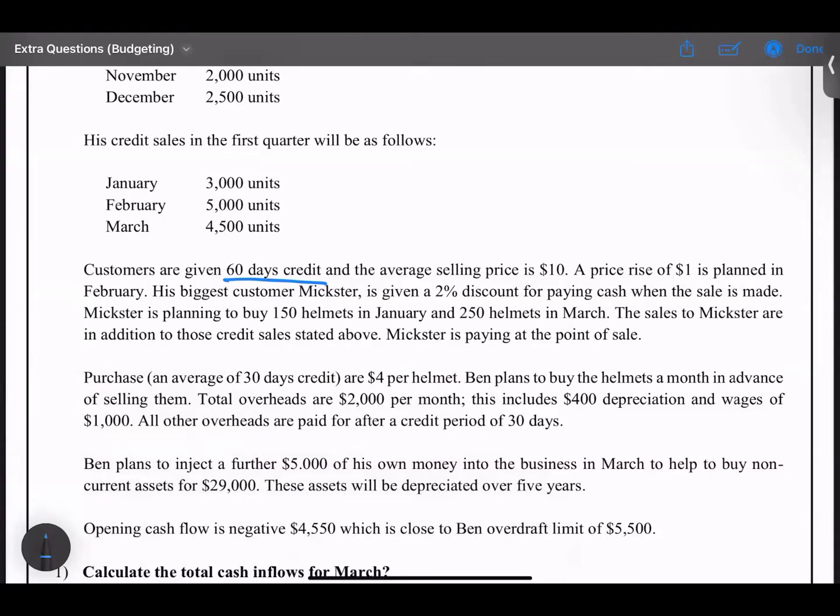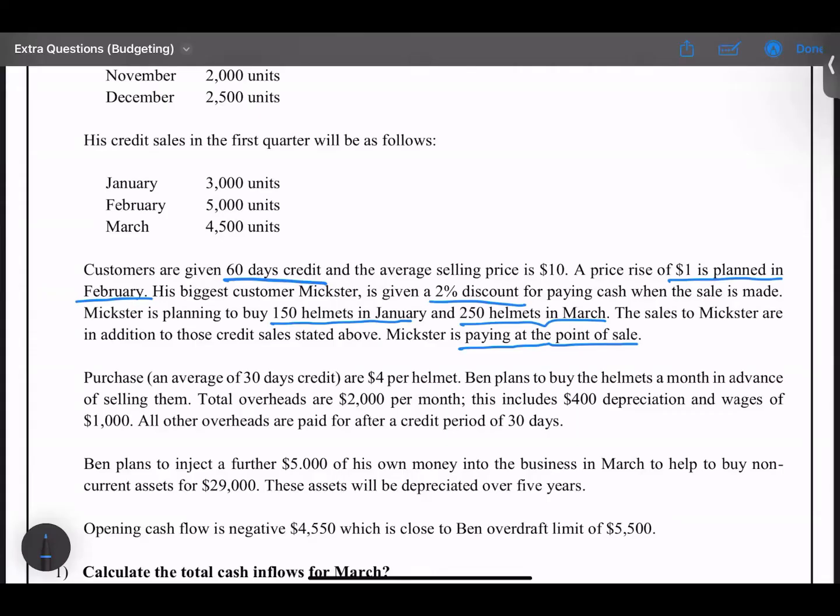A price rise of $1 is planned in February. His biggest customer Mixter is given a 2% discount for paying cash when the sale is made. Mixter is planning to buy 150 helmets in January and 250 helmets in March. The sales to Mixter are in addition to those credit sales stated above. Mixter is paying at the point of sale.